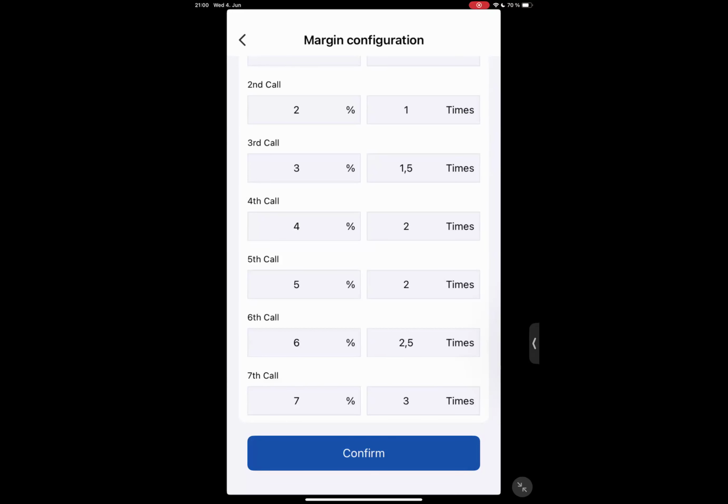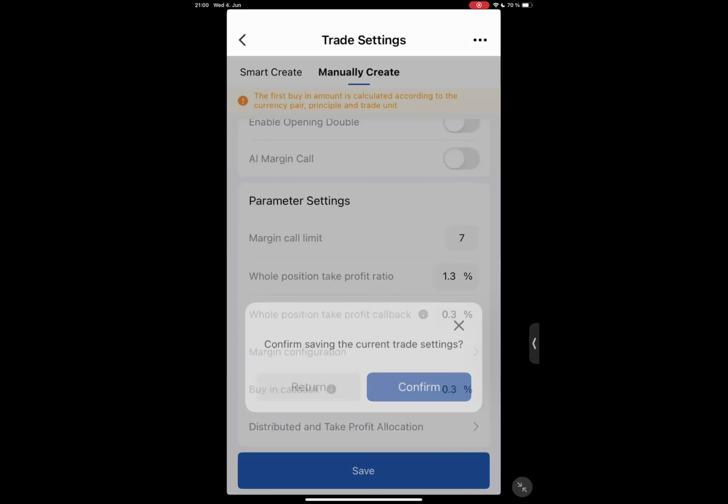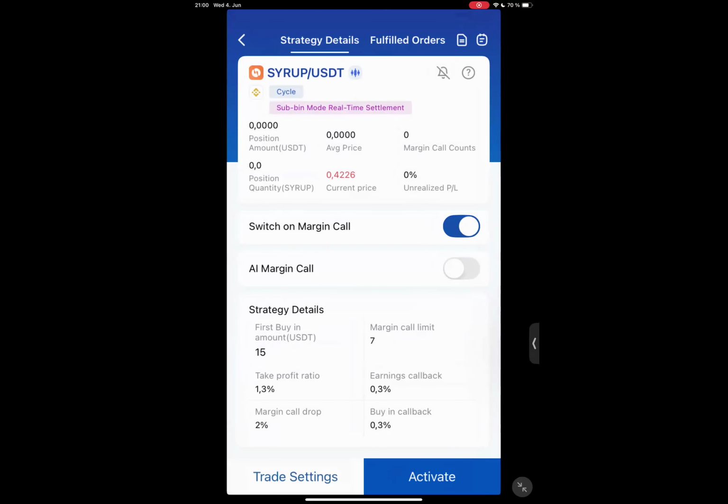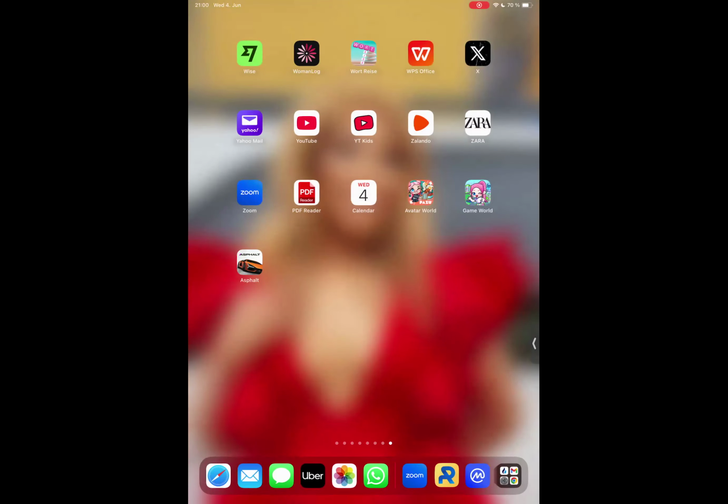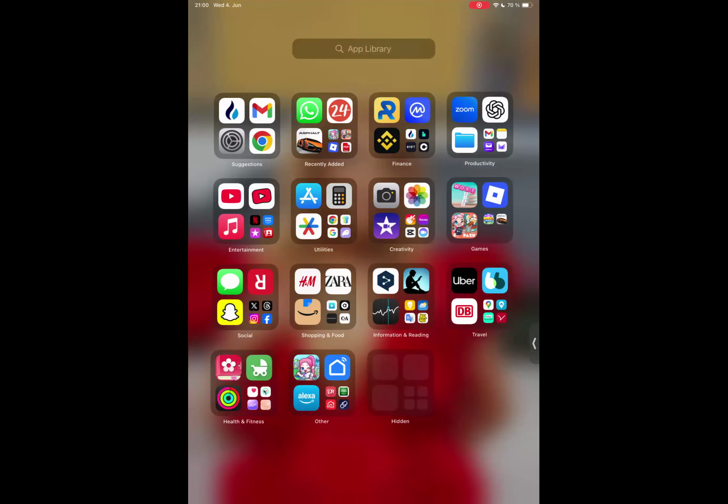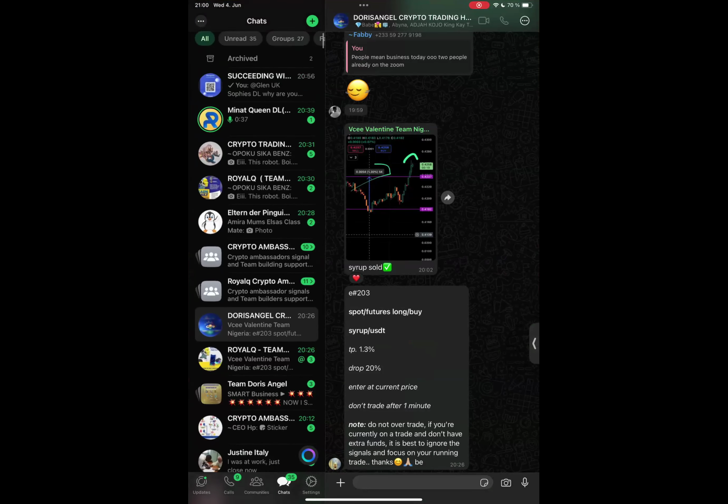Make sure your drops fall within the drops that they've given in the signal. Okay, all right, so let's go back. Let me set another one. Let me see if I can see one of Leader Julius's signals. So let's go to WhatsApp again.